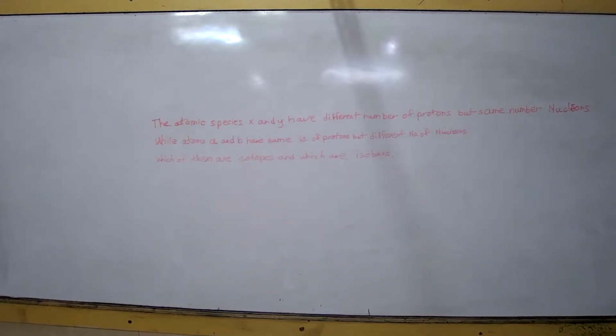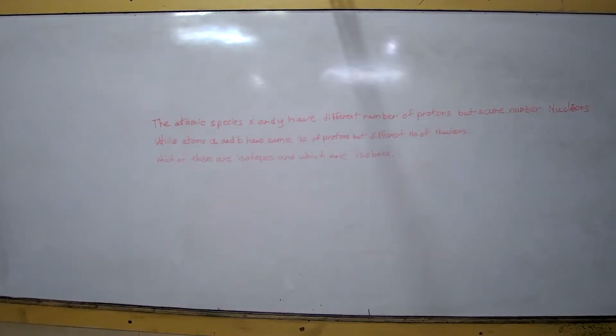A and B are isotopes because they have the same number of protons. Absolutely correct. X and Y are isobars because they have different number of protons, but the same number of nucleons. The atomic weight is the same, but the atomic number is different.